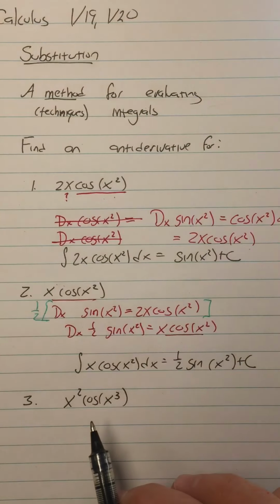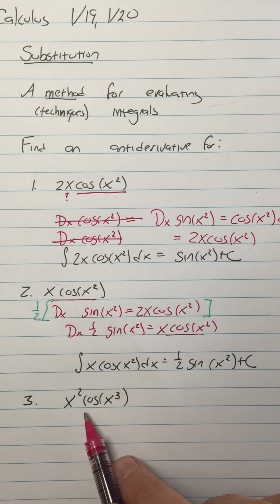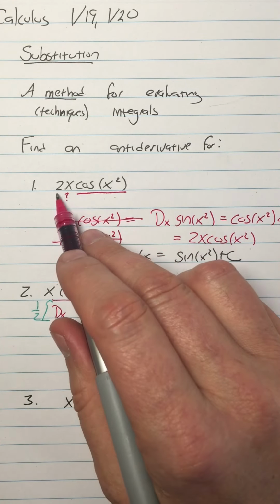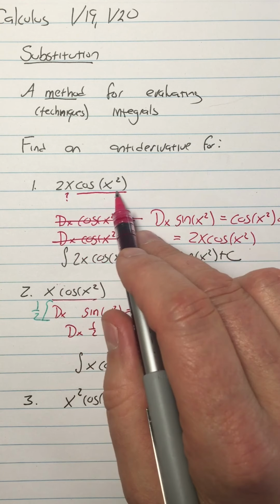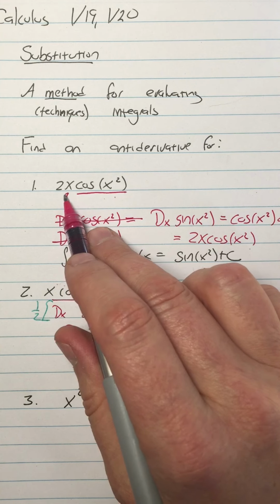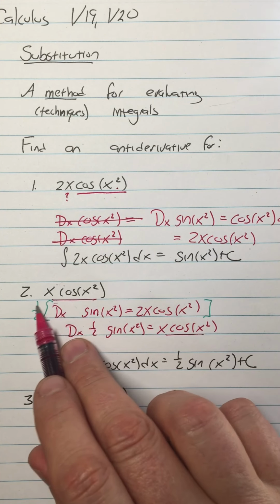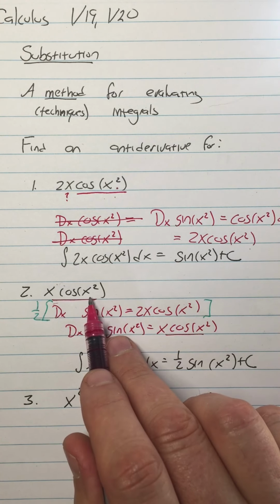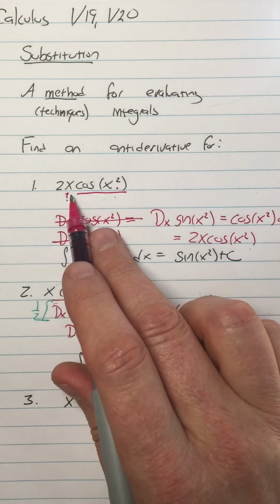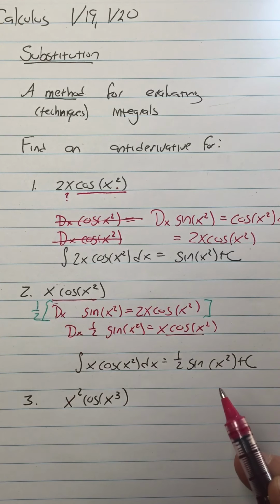Now, if I look at this one, it's a little bit trickier because I have this x cubed and this x squared, but I could still think about the idea of how this worked. Out here I have essentially the derivative of the inside function. In the first case, what I had out here is exactly the derivative of the inside function. In the second case, what I had out here was not quite the derivative of the inside function, but it was a constant multiple of the derivative of the inside function. It was 1/2 of that derivative. So I should be able to work with that.